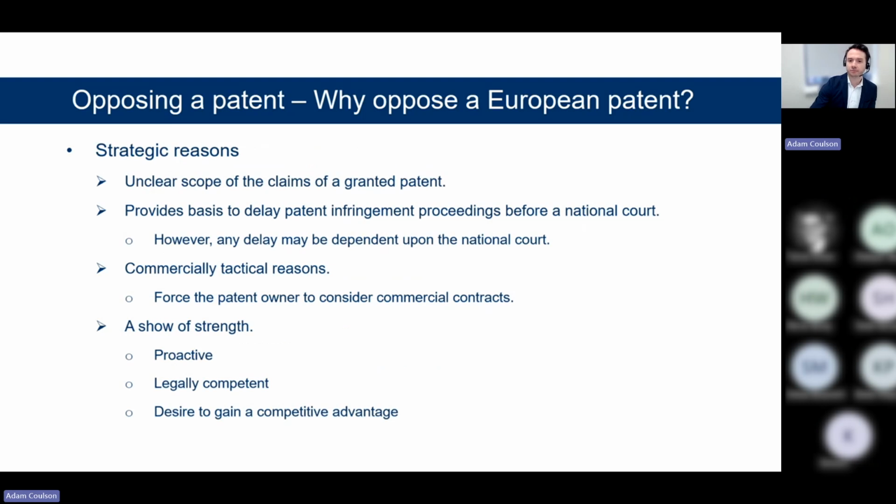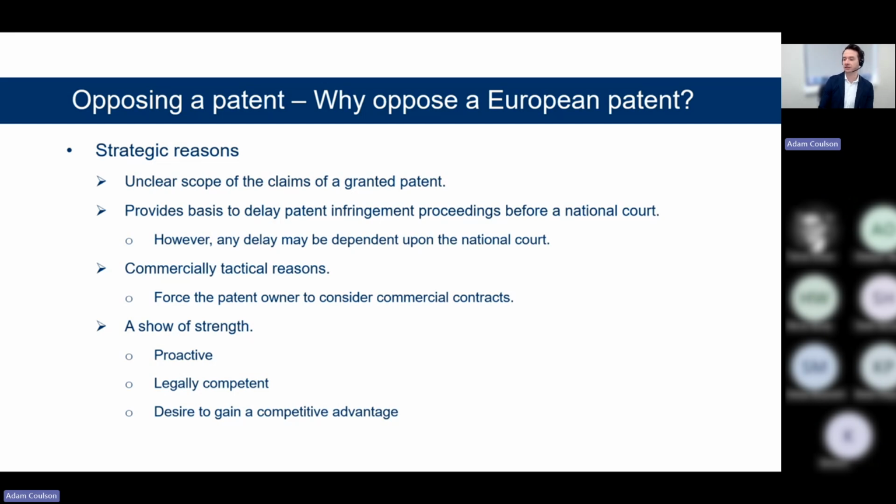So now moving on to some strategic reasons why a European patent may be opposed. For example, in some instances, the scope of the claims of a European patent may not be clear. While such issues are often reasons for an examiner to not grant a patent, it is possible for a European patent to be granted, but it leaves you questioning whether your product or process falls within the claim scope or not. An opposition may force the patent owner to clarify the scope of the patent, for example, by amendment of the claims, or by filing a statement explicitly concerning the exact scope of the patent.